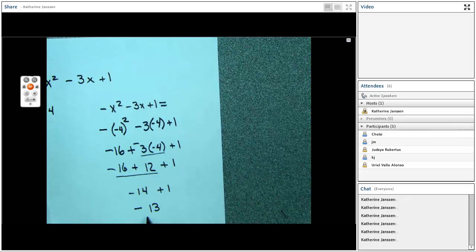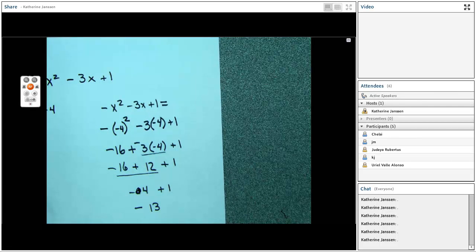13? Is that right? Oh, no. That's going to be a negative 4, right? Negative 16 plus 12 is a negative 4, plus 1. And a negative 4 plus 1 is a negative 3. There you go.